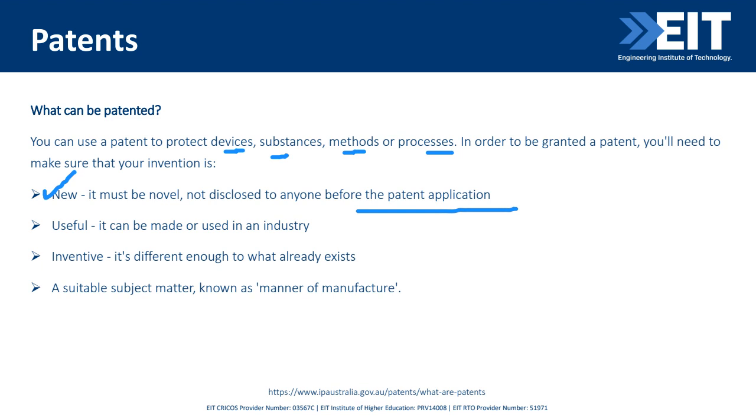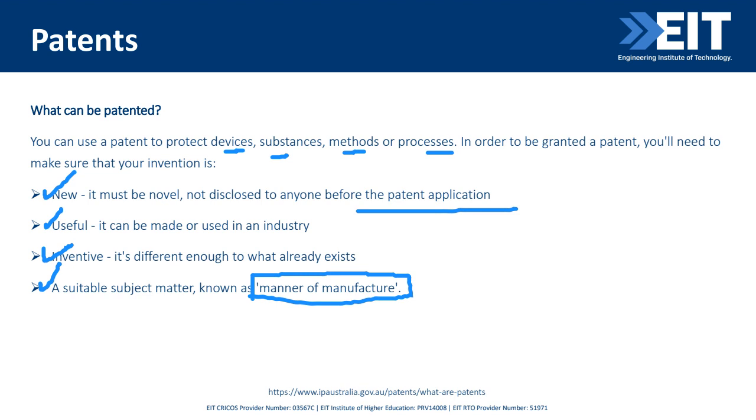The second aspect is your invention should be useful. So it can be made or it should be used in the industry. The invention should be inventive, so it should be different enough to what already exists. And it should not be something which comes naturally to a person who is working in that particular field for quite some time. And last bit is a suitable subject matter, which is known as manner of manufacture. Now, this is applied to each and every patent application on a case-by-case basis.